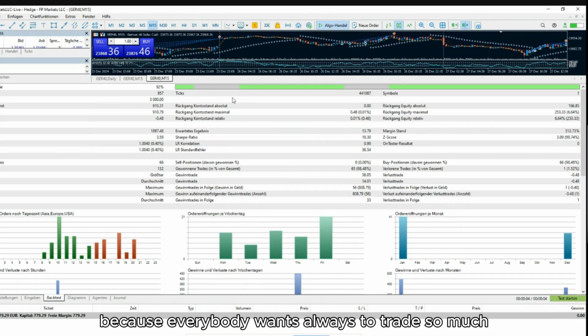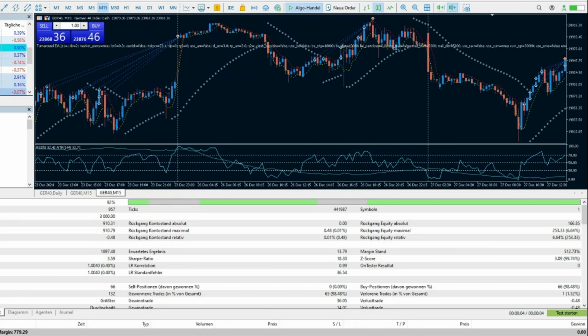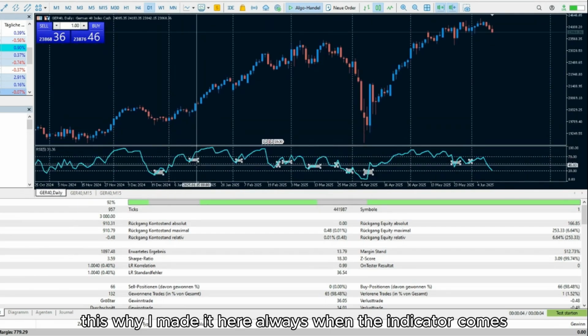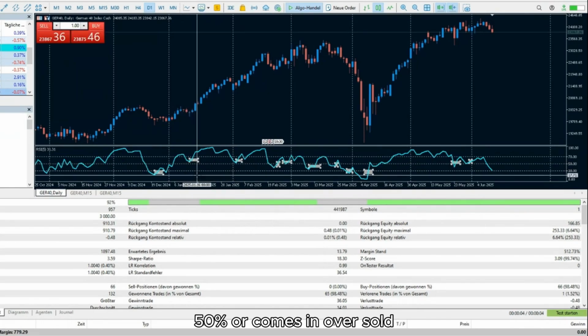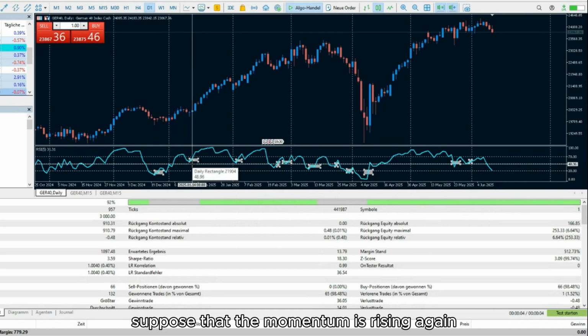And because everybody always wants to trade so much, but when we can time and make our performance in a short period of time, I think everything is fine. And we can take a little bit of a break and wait for the next entry point. And you see here, this is why I made it here. Always when the RSI comes to the middle line, 50%, or comes into oversold, we could have such an idea. Again, it goes and it turns. So again it suggests that the momentum is rising to the long side.